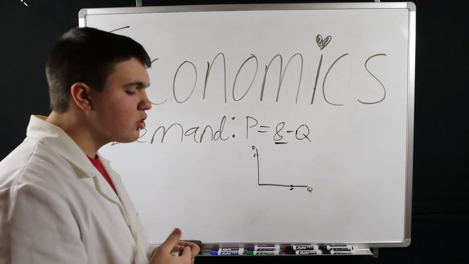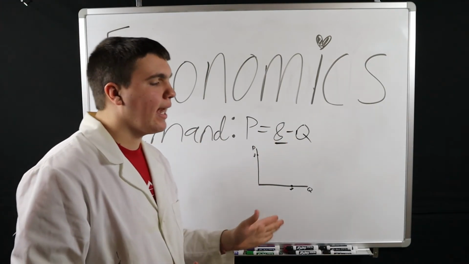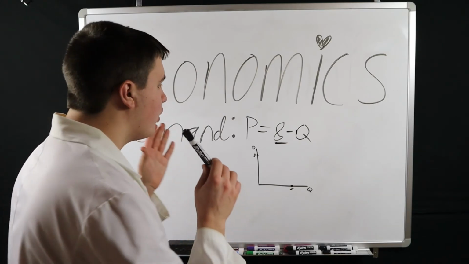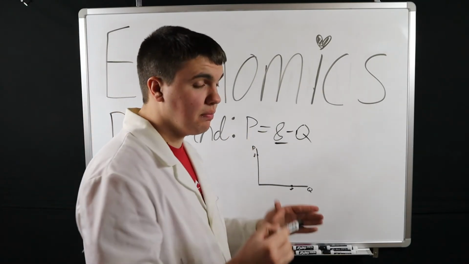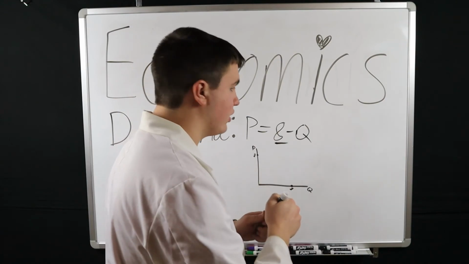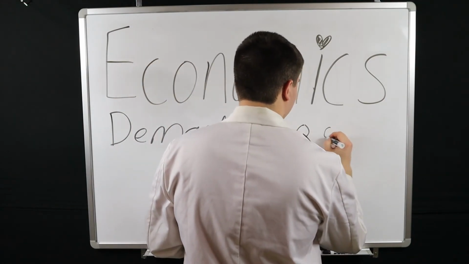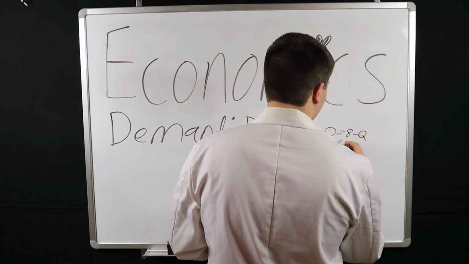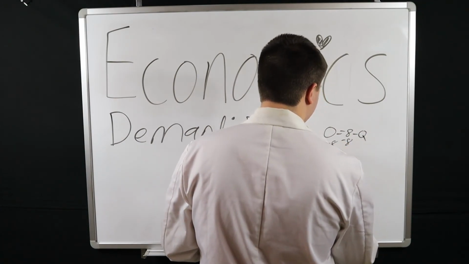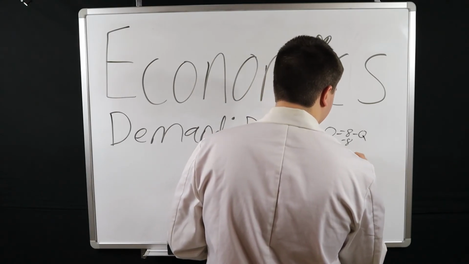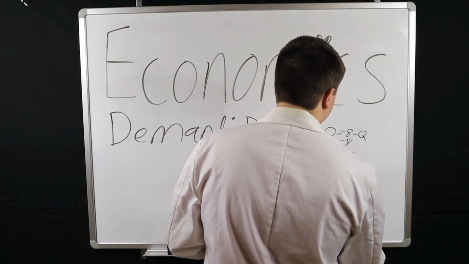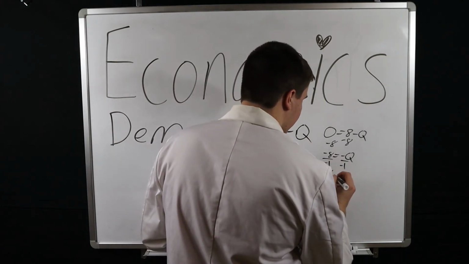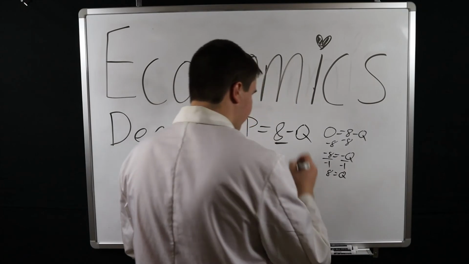Now, if your slope is anything other than minus 1, any other negative number, you will have to plug 0 into P and solve for Q. I can show you that here. We plug in 0 equals 8 minus Q. We subtract 8 across, and we have minus 8 equals minus Q. We divide by minus 1, and we get 8 equals Q, and we plug that into the graph.